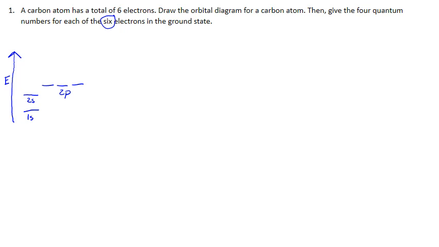Carbon has 6 electrons. So I will now fill in my electrons, starting at the bottom, filling in one at a time. There's 1. There's the second with the opposite spin. 3, 4, 5, and pay attention here. Since these orbitals have the same energy, I'll follow Hund's rule and put them in different orbitals with the same spin. All right, there's my 6 electrons.